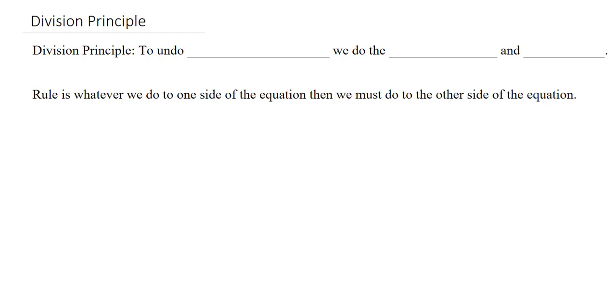Division principle. To undo multiplication, we do the opposite, and we're going to divide. The rule is whatever we do to one side of the equation, we must do to the other side of the equation. And we can go back to our scale.